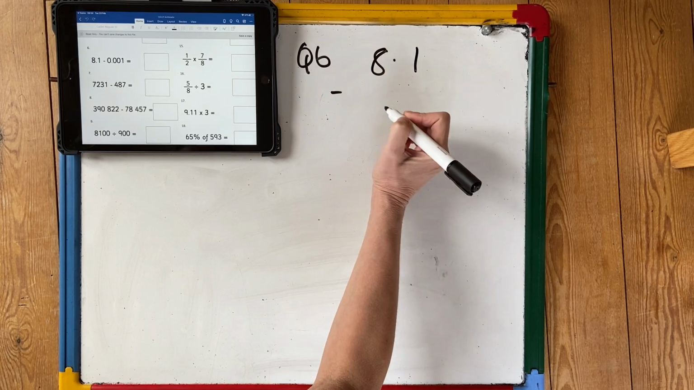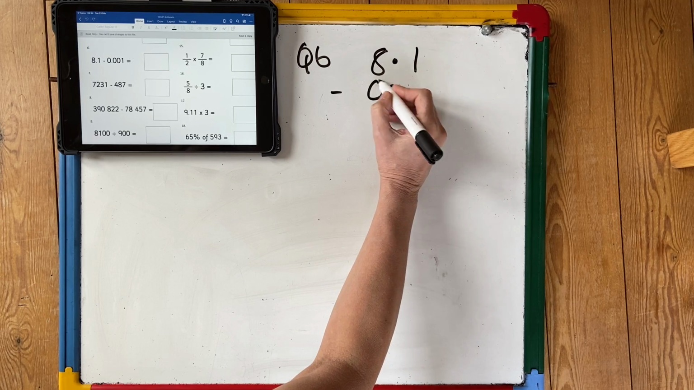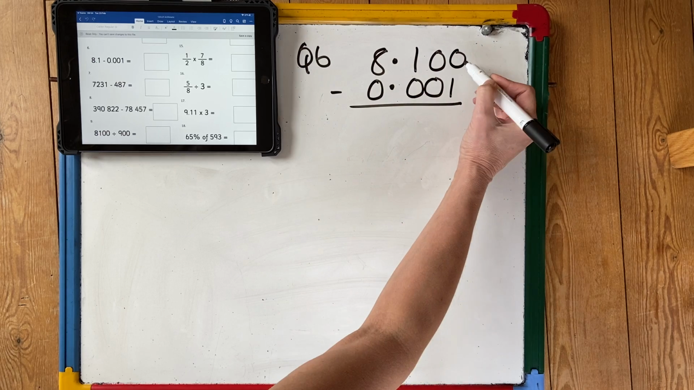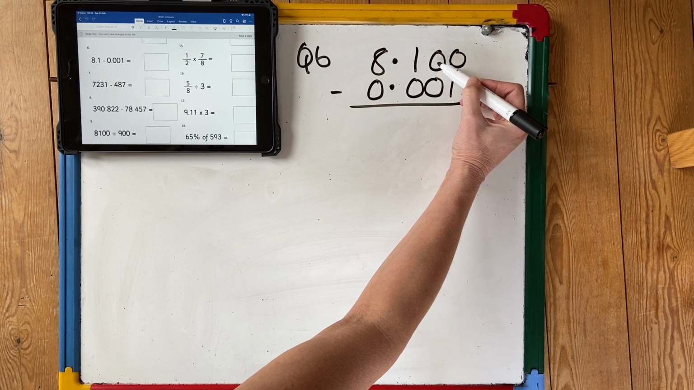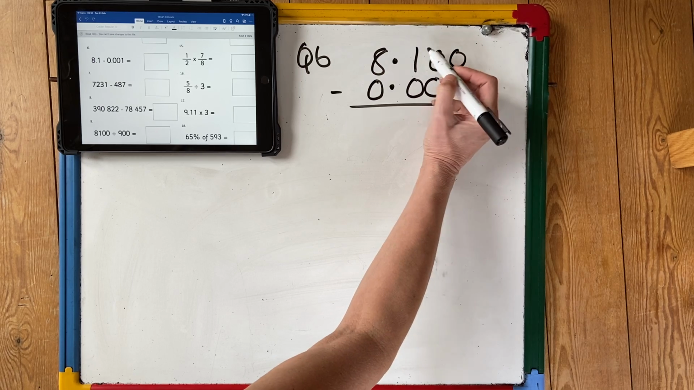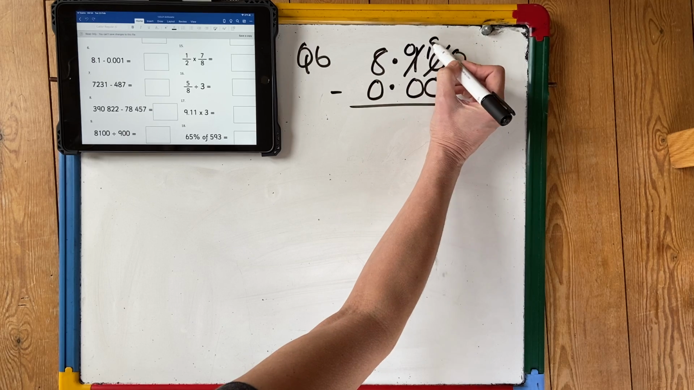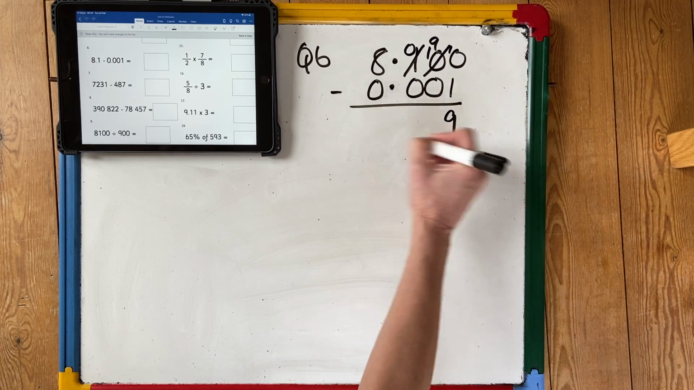8.1 subtract 0.001. It's important that your decimal points are lined up. 0.001, placeholders in. So 0 subtract 1 you can't do, so you need to exchange. You can't exchange from this column, so you need to go to the next one. Now cross off the 10, that becomes a 9, and then this is 10. 10 subtract 1 is 9, and so on.